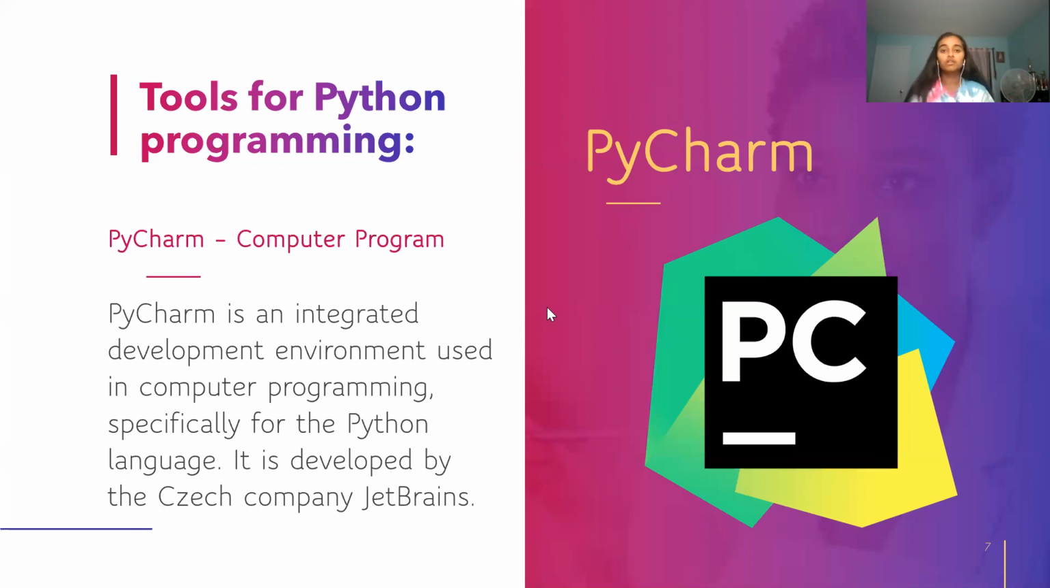Regardless of which platform you use, Python code will look the same. I mean, the color coding will be a little bit different, but it's nothing to worry about. It's going to be the same code, same type of indentation, same syntax. All right. So PyCharm is an integrated development environment used in computer programming, specifically for the Python language. It is developed by the Czech company JetBrains. All right. Okay. Any questions?